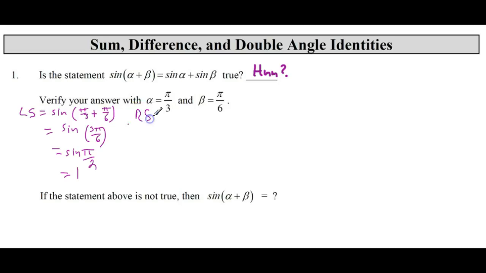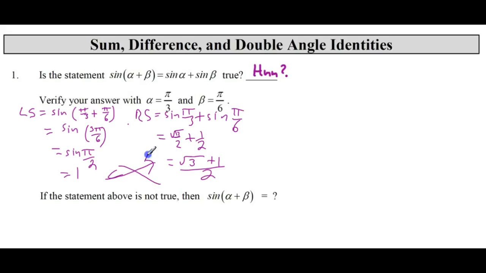So the right side is the sine of pi over 3 plus the sine of pi over 6. The sine of pi over 3 is root 3 over 2. And the sine of pi over 6 is 1/2. So with a common denominator, we get root 3 plus 1 over 2, which is not 1, right? So we'd say, no, not true.